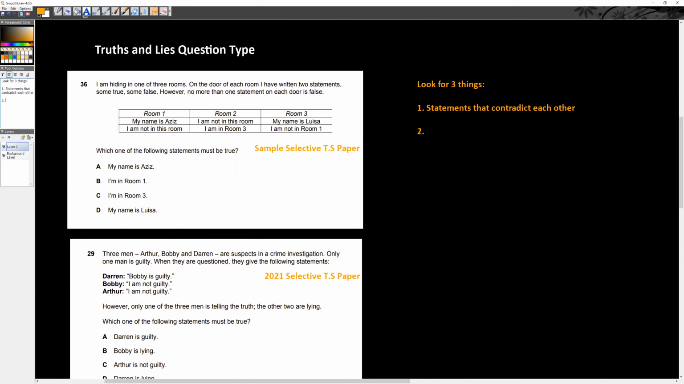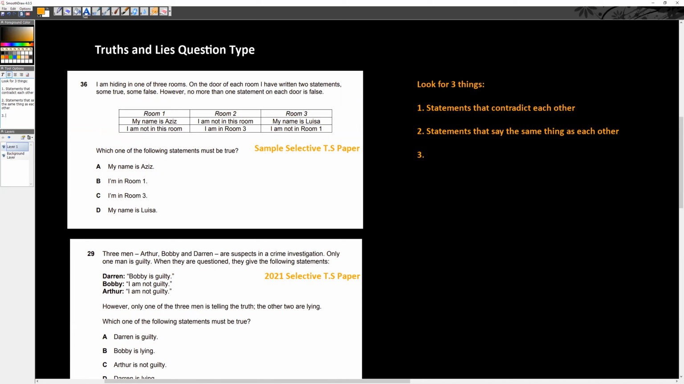The second thing I look for are statements that say the same thing as each other, so two statements that basically have the same meaning. For example, if we look at this sample question from the selective thinking skills paper, Room 1 says, I am not in this room. One of the statements from Room 3 says, I am not in room 1. These two statements would be saying the same thing because they're both trying to say that they're not in room 1. These are statements that say the same thing as each other, and they're a good thing to look out for.